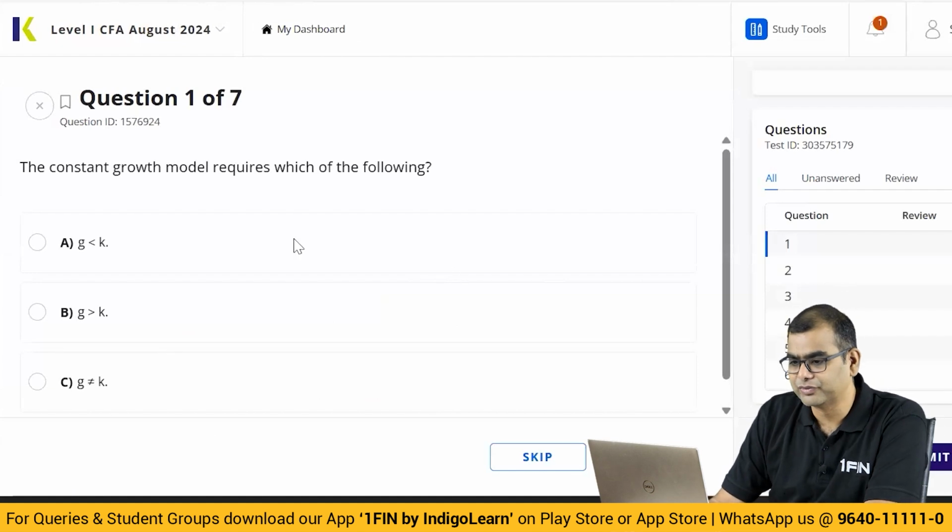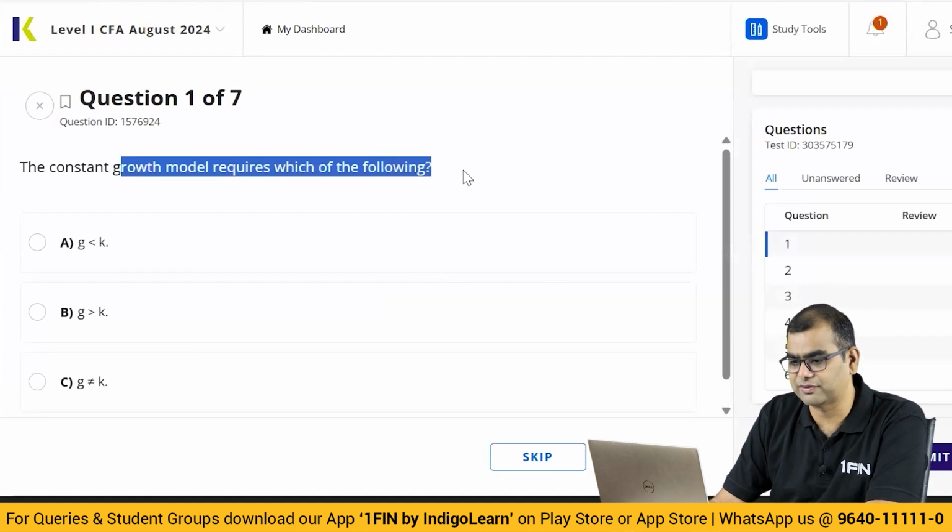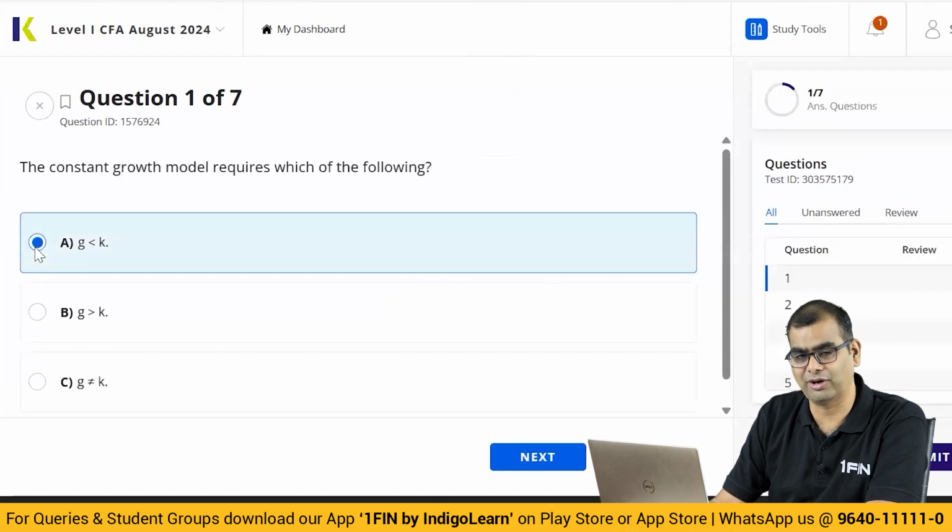7 questions. Interesting. The constant growth model requires which of the following? G should be less than K, greater than K, not equal to K. G should always be less than K. Otherwise, the denominator becomes negative and the math will not work out.